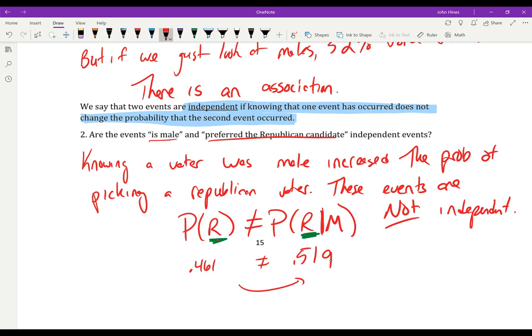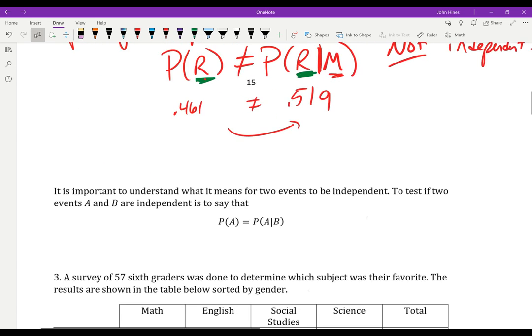You have independent events if they're equal. If knowing that extra information didn't change the probability, but knowing that extra information of picking a male voter changed the probability of me finding a Republican. So let me say this again.